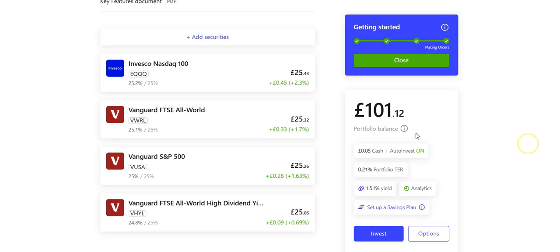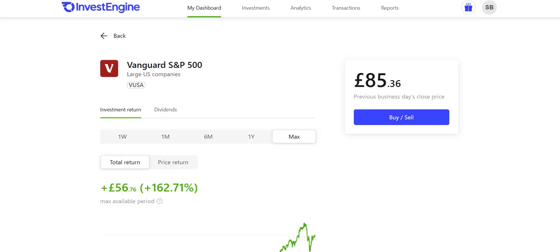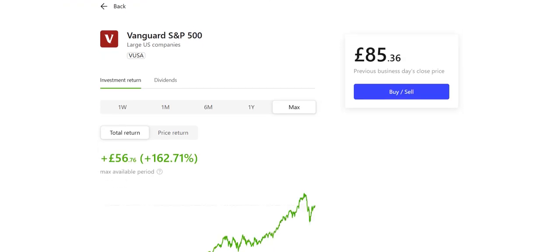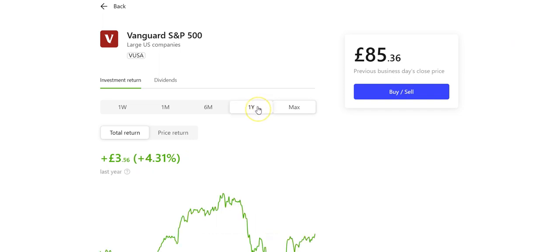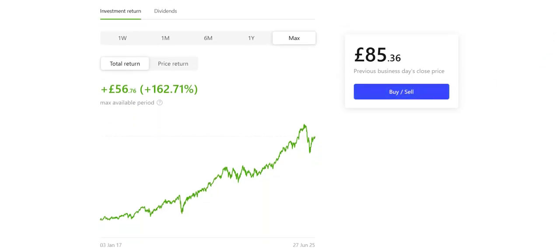So let's start off with the S&P 500. When you click on it, it will load up. If I do over a year, it's only up 4.31%. But when you're investing, you have to look over a longer timeline because there's ups and downs. So you need to look at more like 5, 10 years, 20 years.